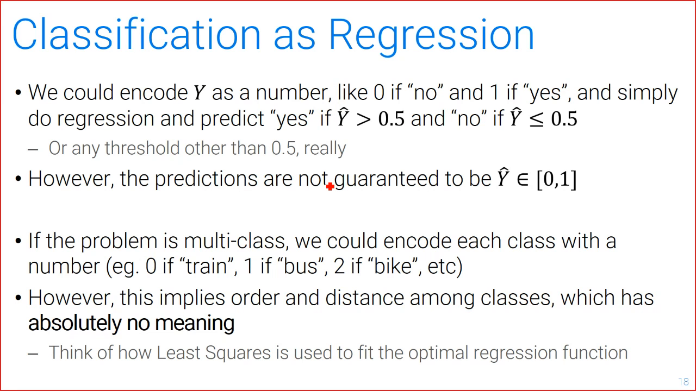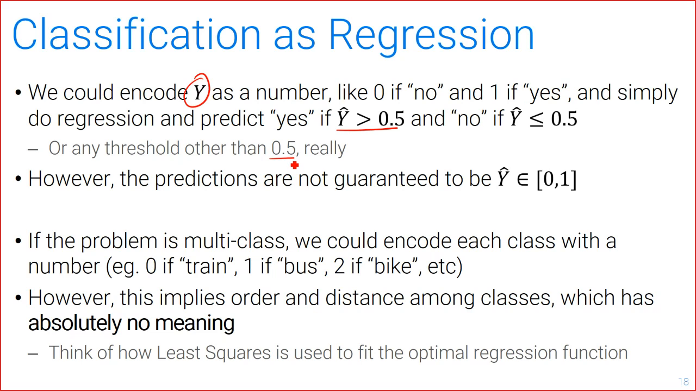As we saw earlier, if we have a binary classification problem in which the vocabulary is only yes or no, we could encode the response variable y just as a number. So something like 0 if it's a no and 1 if it's a yes. And then we can just do a regression model to try to predict yes if the prediction from the model is larger than 0.5, meaning the probability of a yes is higher than 50%, or really any other threshold than 0.5. We're going to talk about this in the lab.